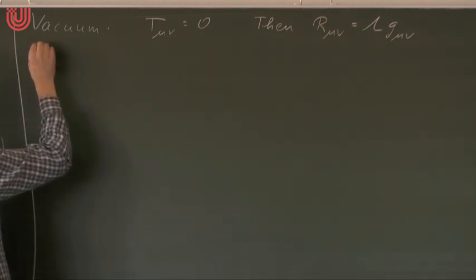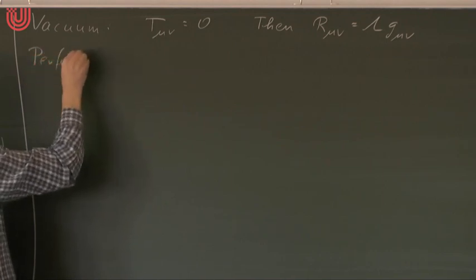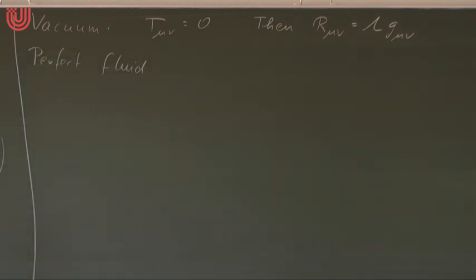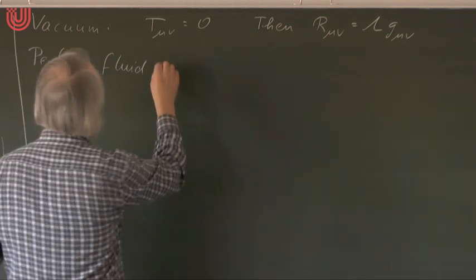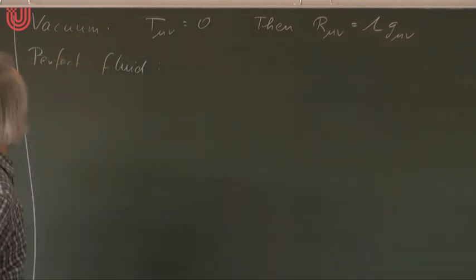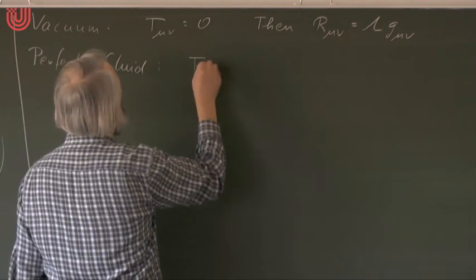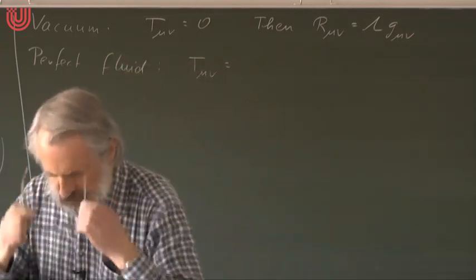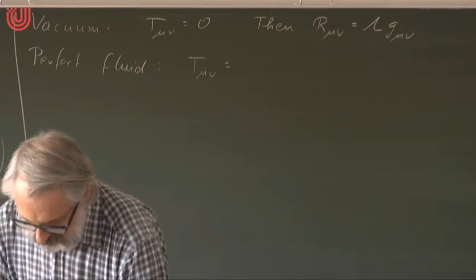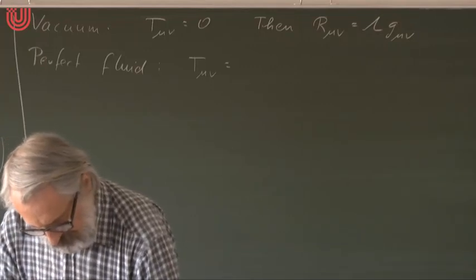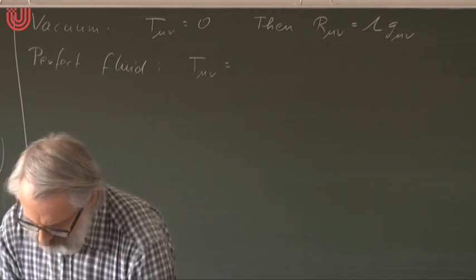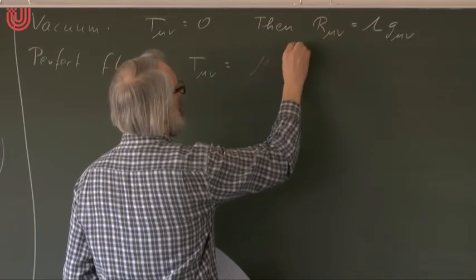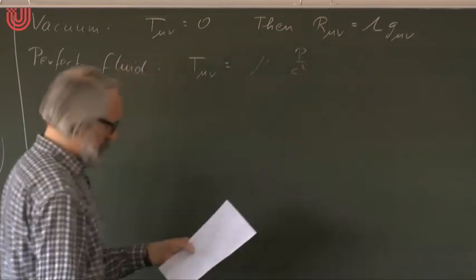Then we have a perfect fluid. That would be a good model for the interior of a star, for instance, or also for the Hubble flow, for our universe as a whole. Then the T mu nu is, I never know where the c squared is. Oops, I have to look it up. Hope I find it. Yeah, here it is. So that's the mass density plus P over c squared, is that right? Yes.